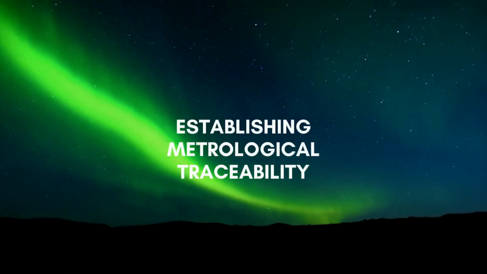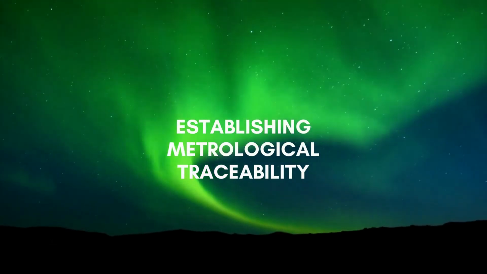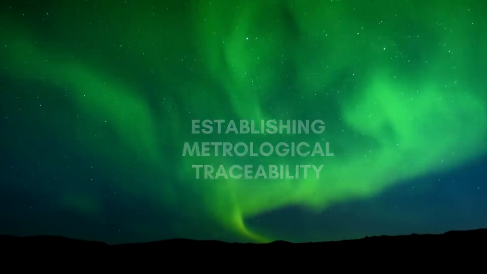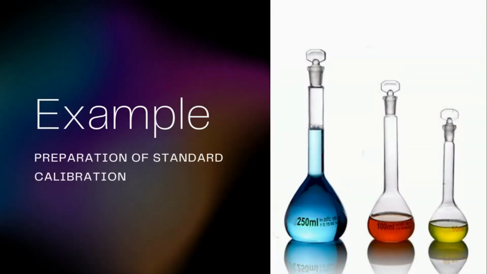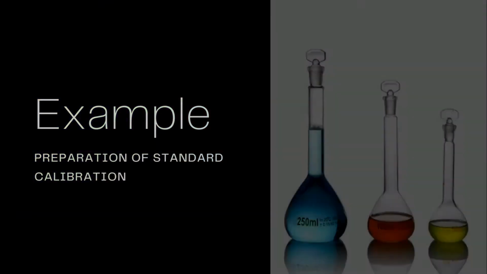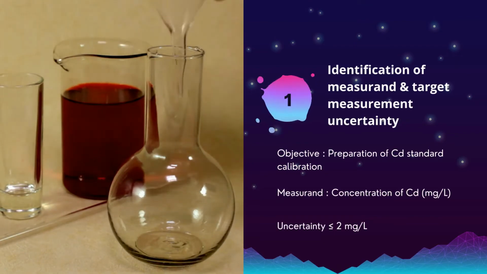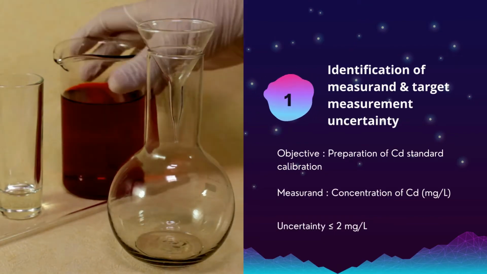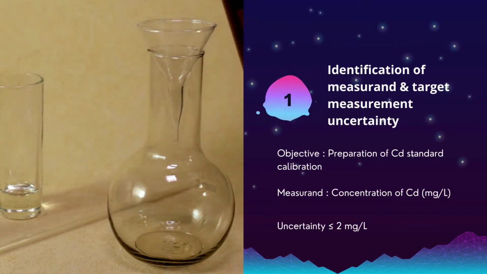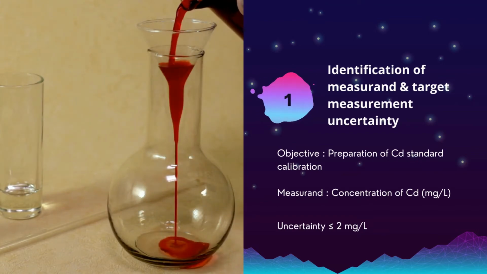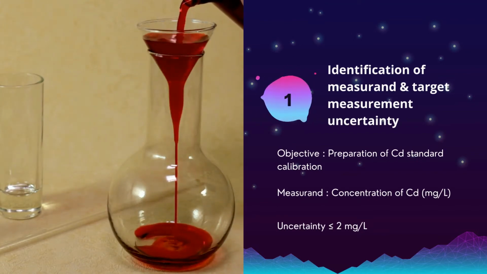How should we establish metrological traceability in an analytical lab? Metrological traceability is actually applied in daily or routine lab work, for example, during the preparation of a standard calibration. The first step in establishing metrological traceability is identification of the measurement and target measurement uncertainty. The objective is to prepare a cadmium standard calibration.